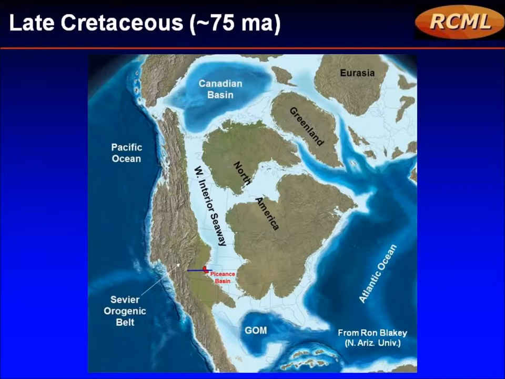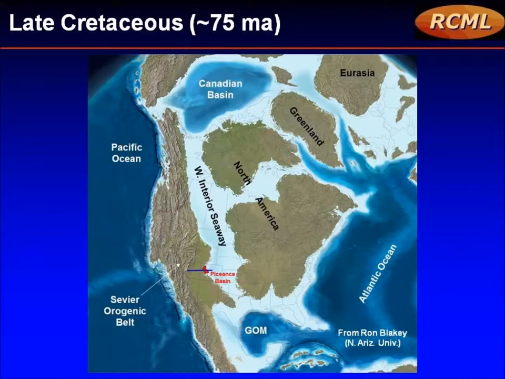This shows where the Piceance Basin is located here in northwestern Colorado at this particular time. But it also shows the major mountain belt that existed along the western part of the United States over in the western part of Utah, the Sevier Orogenic Belt, basically the Sevier Mountains. And most of the sediment that was being deposited in this part of the world, and also in the Piceance Basin, originated from the Sevier Orogenic Belt and was transported to the east, filling in this portion of the United States.